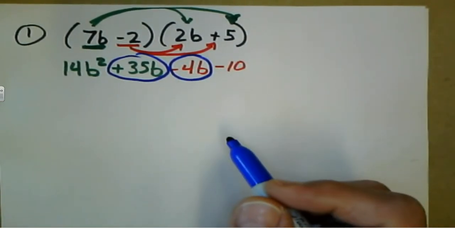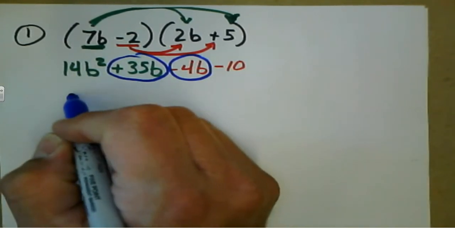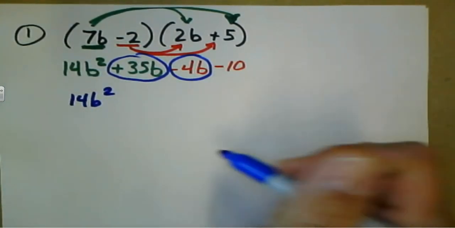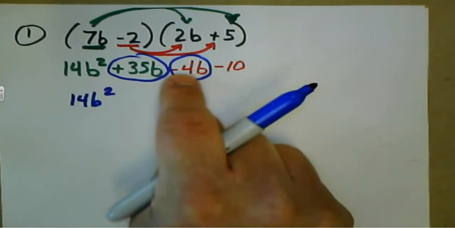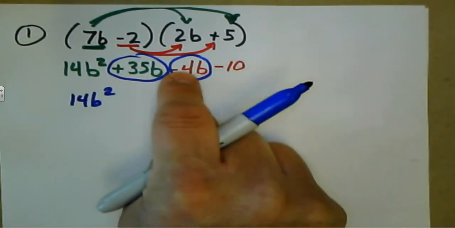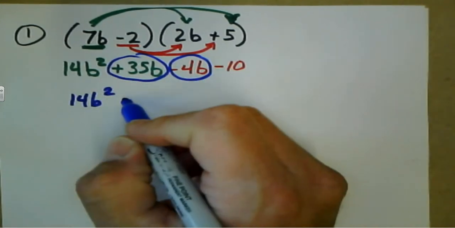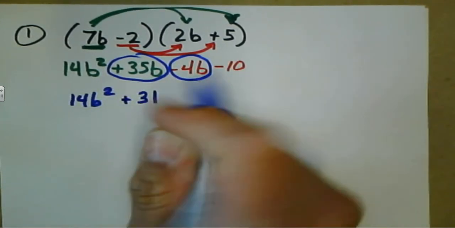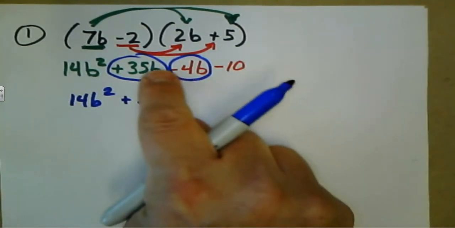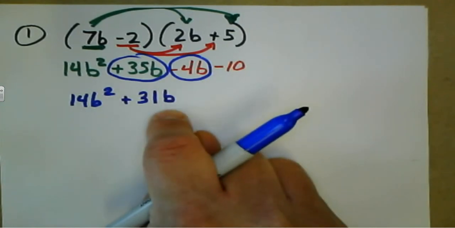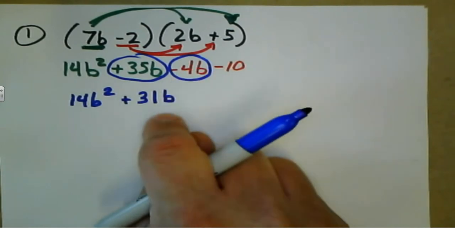Okay? Is there anything for 14b squared? No, so we're going to put 14b squared. However, 35 minus 4 is what? Or 35 plus negative 4, doesn't matter how you choose to do it. What do we get? Plus 31, you have to put a plus there. And they both have a b, so it has a b. When you add, you just add like terms and you leave it as it sits. When you multiply, you have to add the b's together. But here, we just leave it because they're like terms.